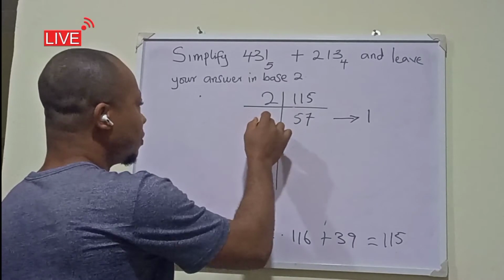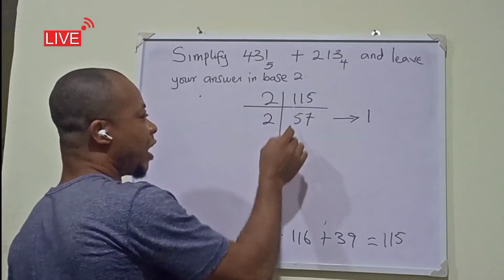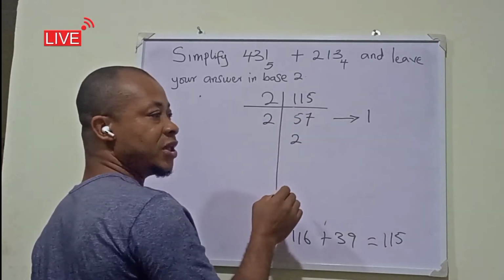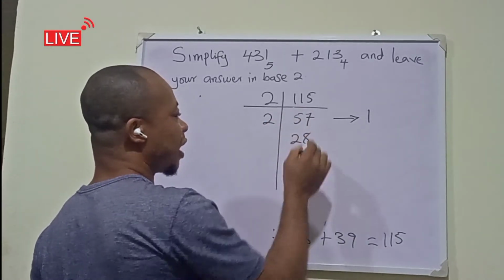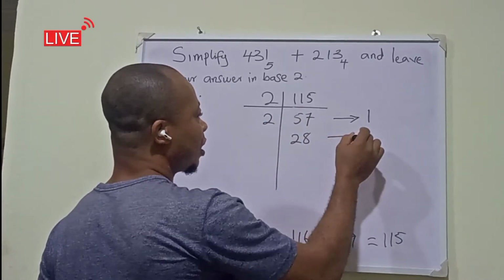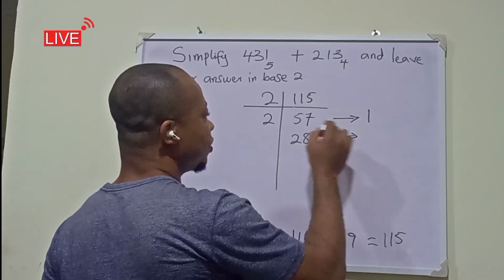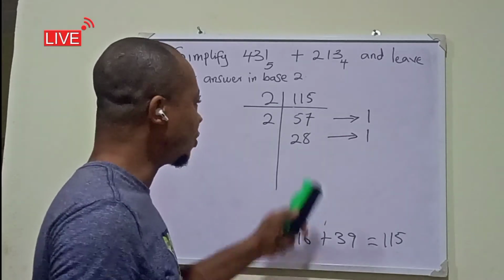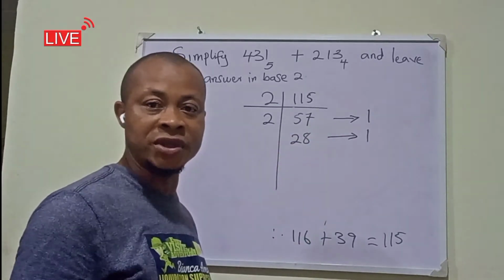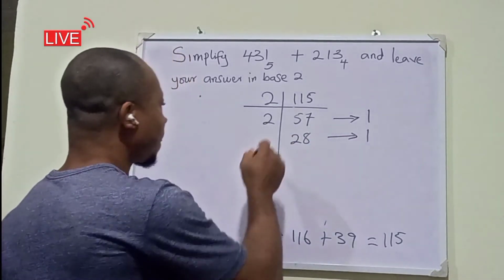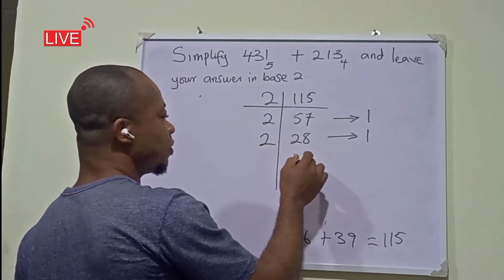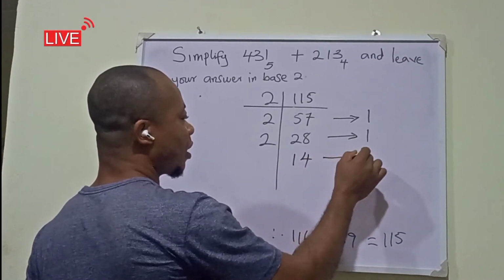Go again. 2 divide 7 is 3. That is 6. Remainder 1. 2 divide 3 is 1. That is 2. Remainder 1. Then we have 1 again. 2 divide 1 is not possible, so we put 0 here.